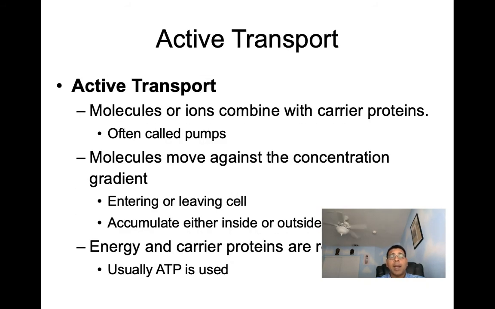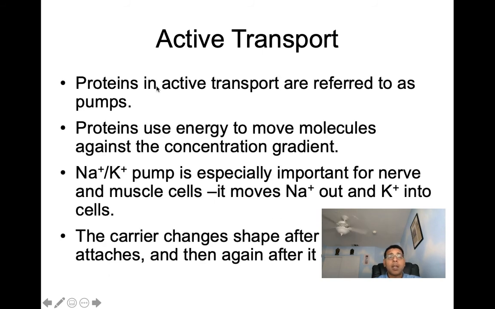So when we talk active transport, molecules or ions are going to combine with the carrier proteins that are often called pumps. These molecules move against the concentration gradients, entering or leaving the cell, and they accumulate either inside or outside the cell. So then energy and carrier proteins are going to be required to help move them to their respective sides. And it's usually ATP that's going to be used, our energy. Proteins in active transport are referred to as pumps, as we said. So proteins are going to use energy to move molecules against the concentration gradient.